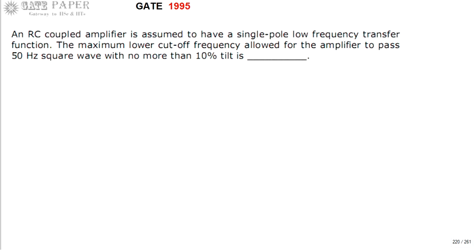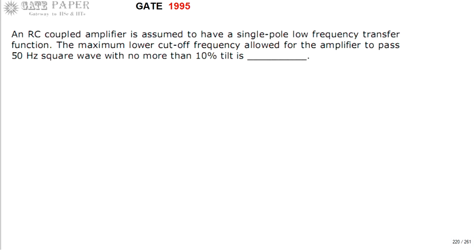Hello, we are discussing the GATE 1995 ECE paper, and this question is related to analog circuits. An RC coupled amplifier is assumed to have a single pole low frequency transfer function. The maximum lower cutoff frequency allowed for the amplifier to pass a 50 Hz square wave with no more than 10% tilt is.